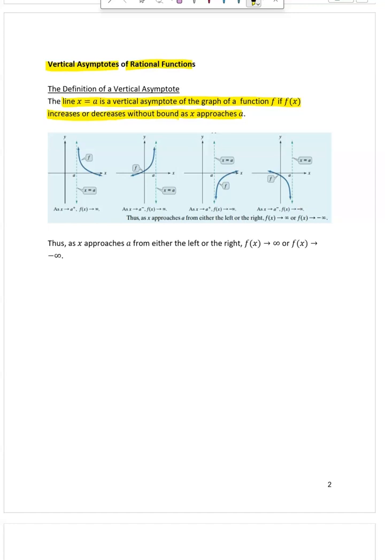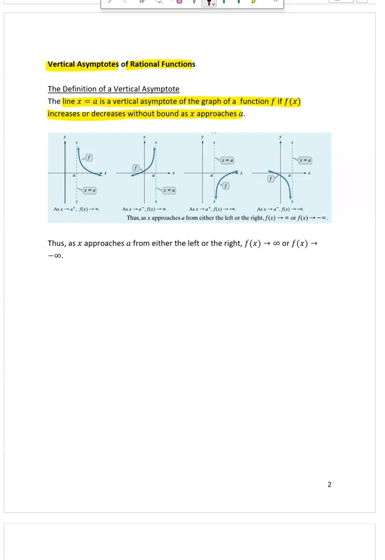So you can see here, I'm going to use this color. Here we have our f, and as it approaches a, here's a, it's going to increase without bounds, right? It goes off to infinity. So as x approaches a from the right-hand side, because it's coming from the right, f of x approaches infinity. Okay? Same thing here. As x approaches a from the left-hand side, then f of x approaches infinity. Same thing here, right? It's coming toward a from the right-hand side, and f of x approaches -infinity.